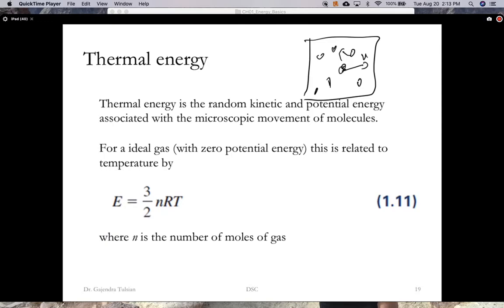So what this formula is saying is that the energy of a gas is 3/2 times the number of moles of gas times the gas constant times the temperature of the gas. An ideal gas has only kinetic energy, and this random kinetic energy is what's called thermal energy.